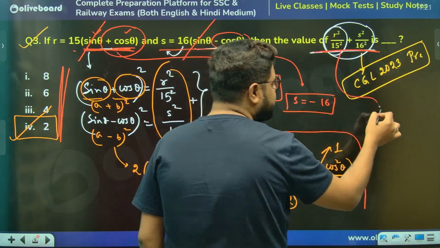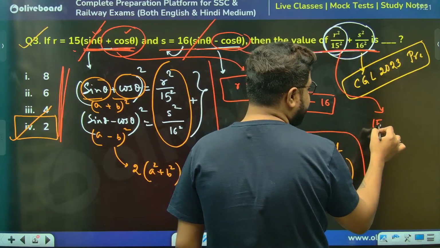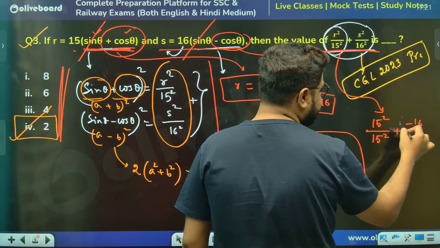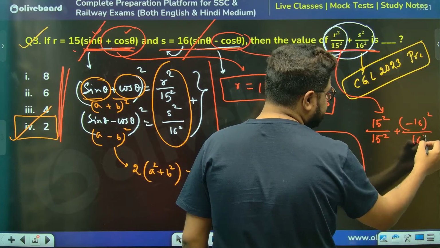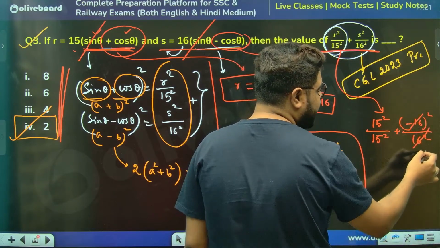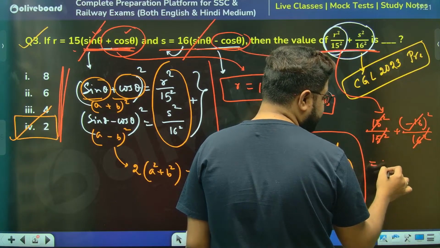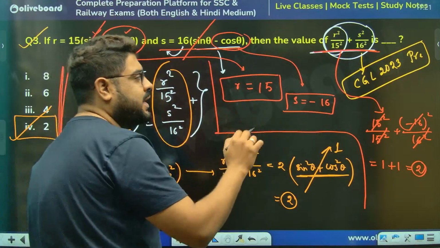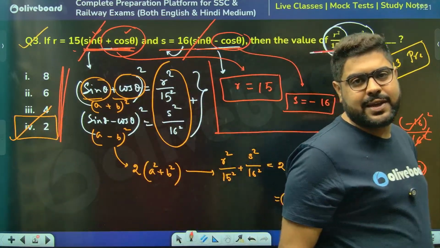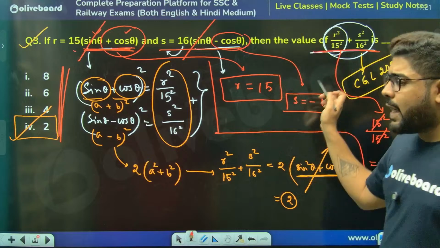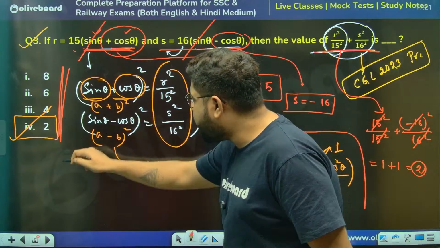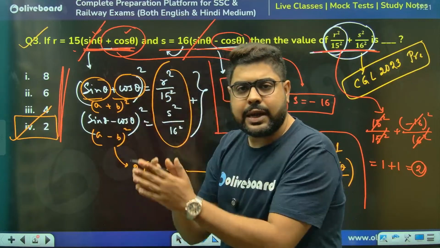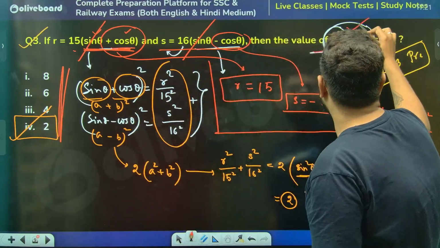Put your values here. R square is 15 square by 15 square. S square means minus 16 square by 16 square. 16 square and minus 16 square are the same thing. Here 1 and this is also 1. So the answer is 1 plus 1, which is 2. So if you don't want to solve trigonometry, this is another way to think. But you have to understand why we can do this, because the options give me a clear indication that this value will be theta independent.